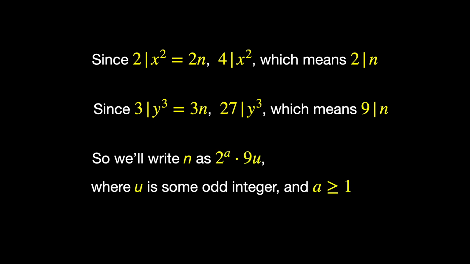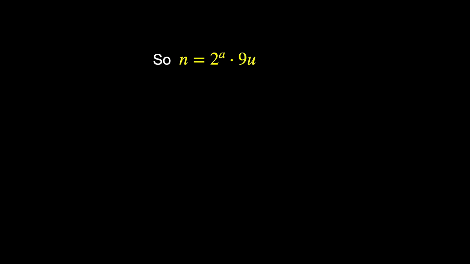So we can write n as 2 to the a times 9 times u for u some odd integer. And a must be greater than or equal to 1 because we said that n is even. So n is 2 raised to the a times 9u. Since 2 times n is a square, all the powers of primes in the square must be even. So a plus 1 must be even.